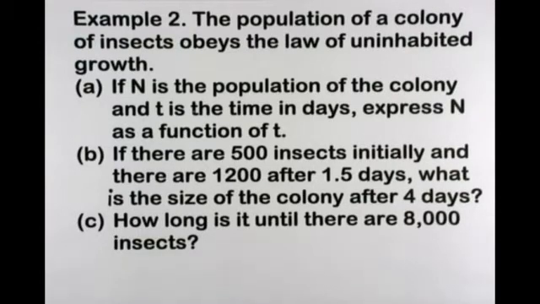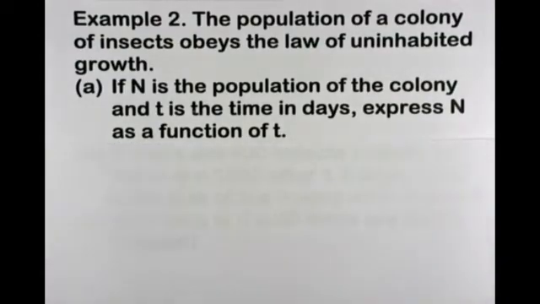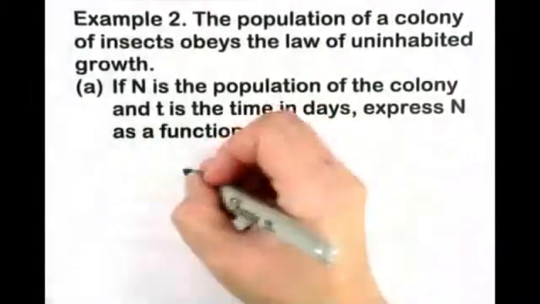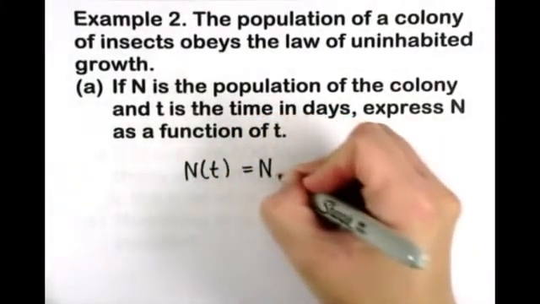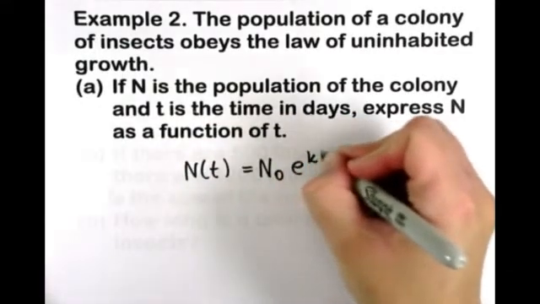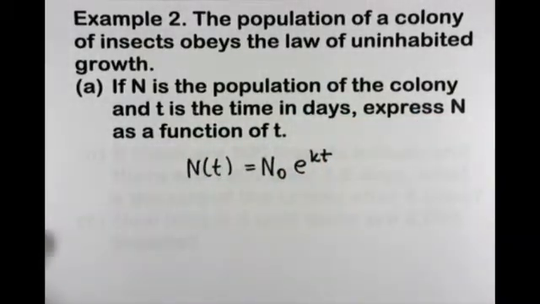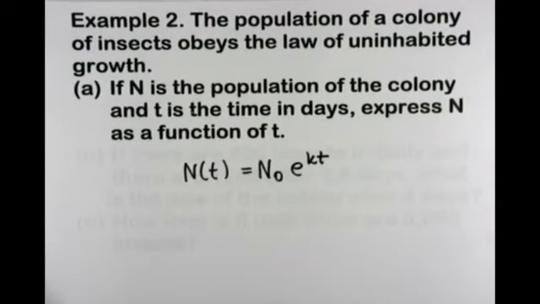So to do A, we need to use the formula of uninhibited growth, which is n at t is equal to n0 e to the power kt. Express n of the colony as a function of t. So that's the n as a function of t. Now we're gonna do B.